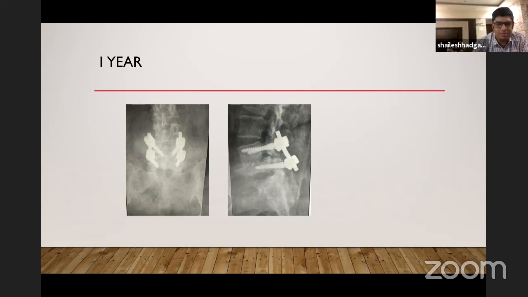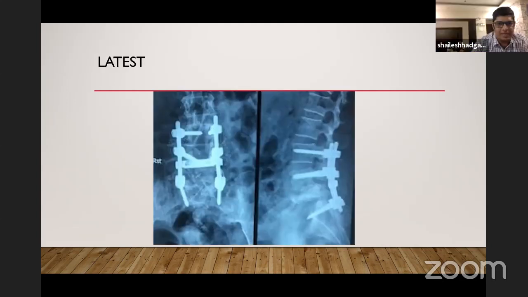And then what is her complaint right now? The complaint was backache and radicular pain on the right side. No neurological deficit. If backache and radicular pain are severe and affecting her day routine activities, then we need to revise this. Yeah. So I did that.